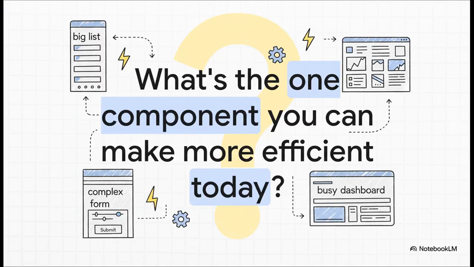And that's a wrap. But I want to leave you with one final question to think about. In the app you're working on right now, what's the one component, that big data grid, that complex form, that busy dashboard, that you could make just a little bit more efficient today?